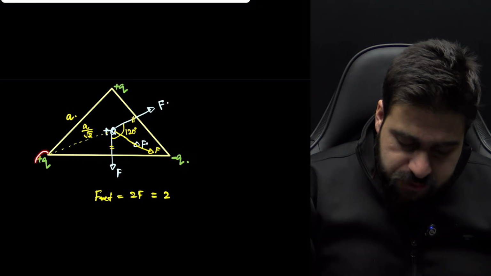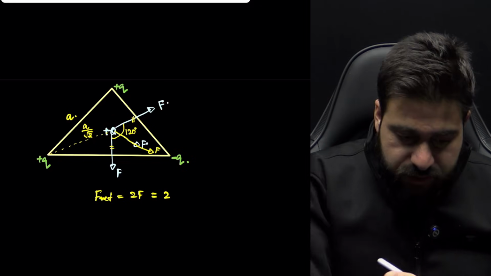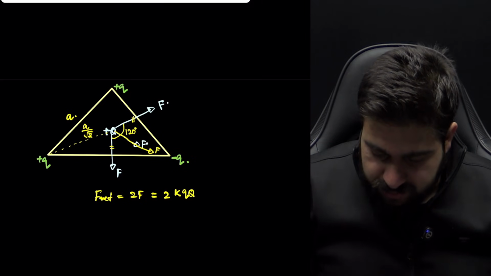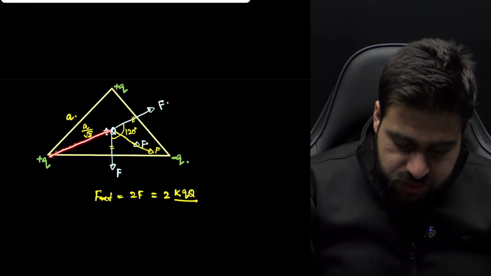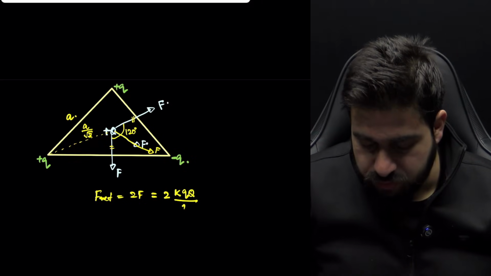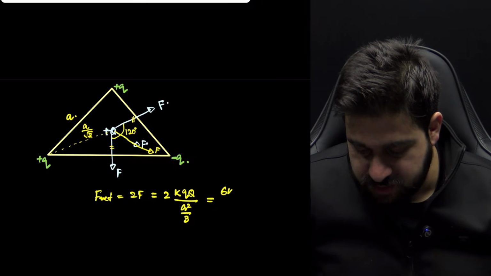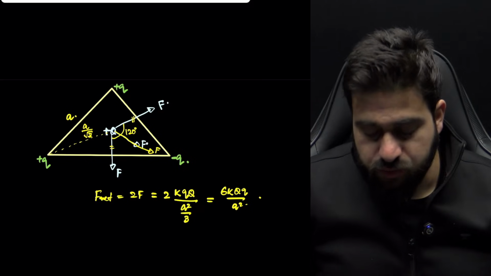Now, what is the force between this charge and this charge? Since you said F, let's find F. F will be K, Q1 is Q, Q2 is capital Q, divided by R square. The distance between the two is A divided by root 3, so we have to square it: A square by 3. Take this in the numerator. 3 2s are 6, so 6 K Q Q divided by A square. This is going to be the answer.